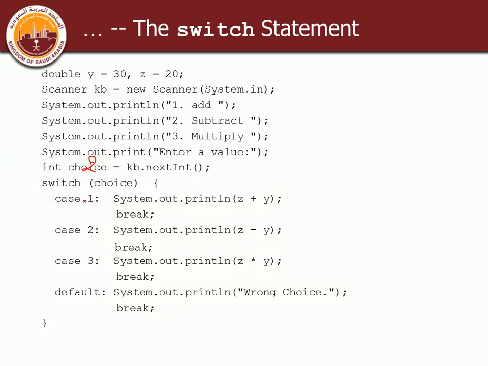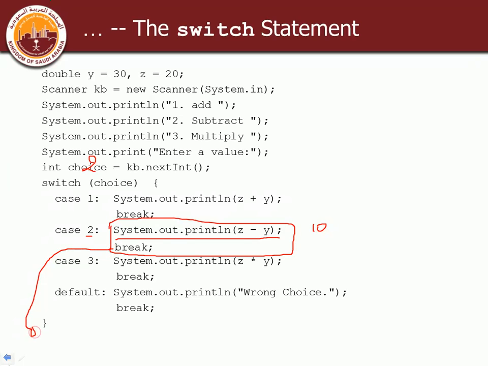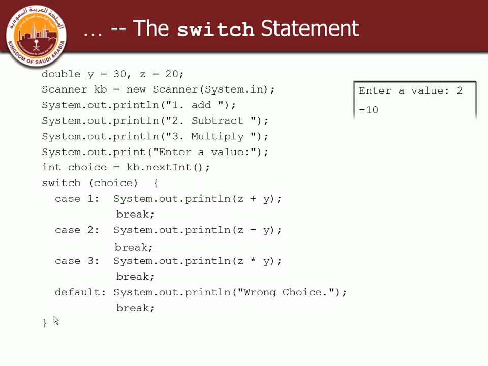Is choice, is it 1? No. Is it 2? Yes. So I'm inside this, and I'm going to execute this code over here. And this code tells me display 30 minus 20, that means 10. And break, which means get out. So this is how it works. If you type 2, you're going to see minus 10. Oh, because it says 20 minus 30. Okay, I was doing it wrong.